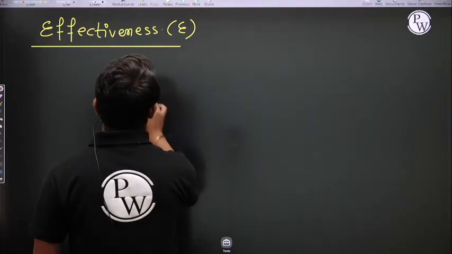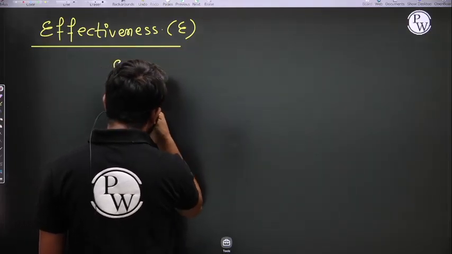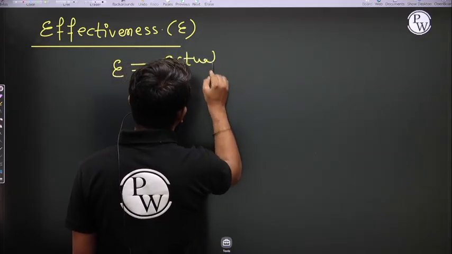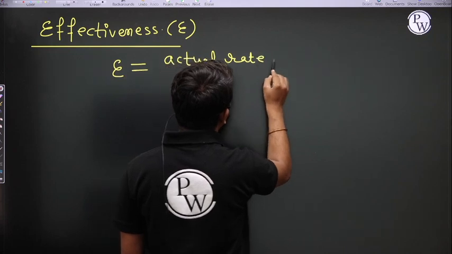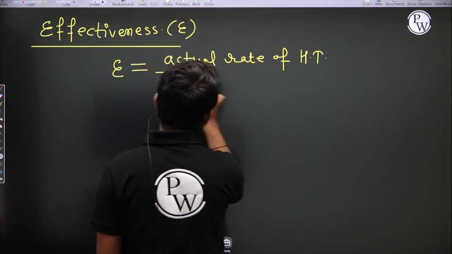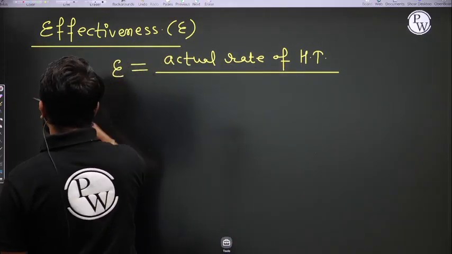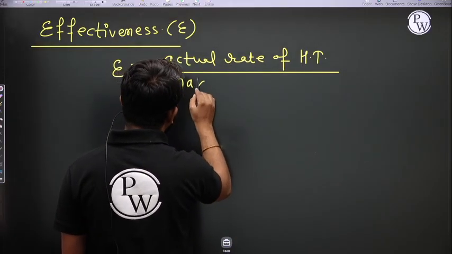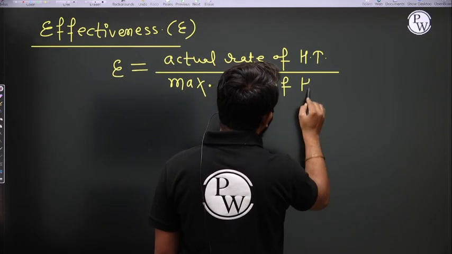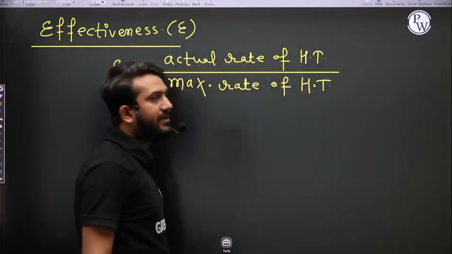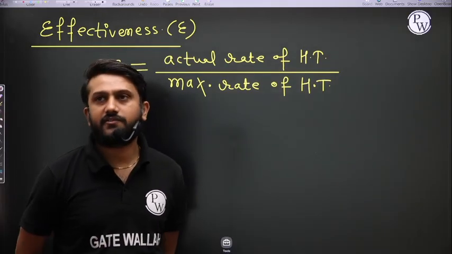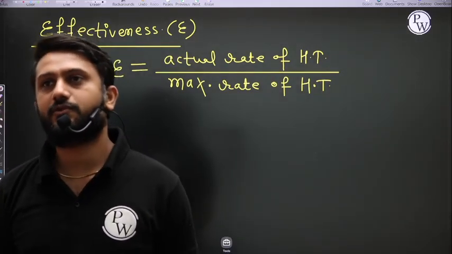This effectiveness is the actual rate of heat transfer from the heat exchanger to the maximum rate of heat transfer. This ratio is known as the effectiveness of the heat exchanger: the actual rate of heat transfer from the heat exchanger to the maximum rate of heat transfer to the heat exchanger.